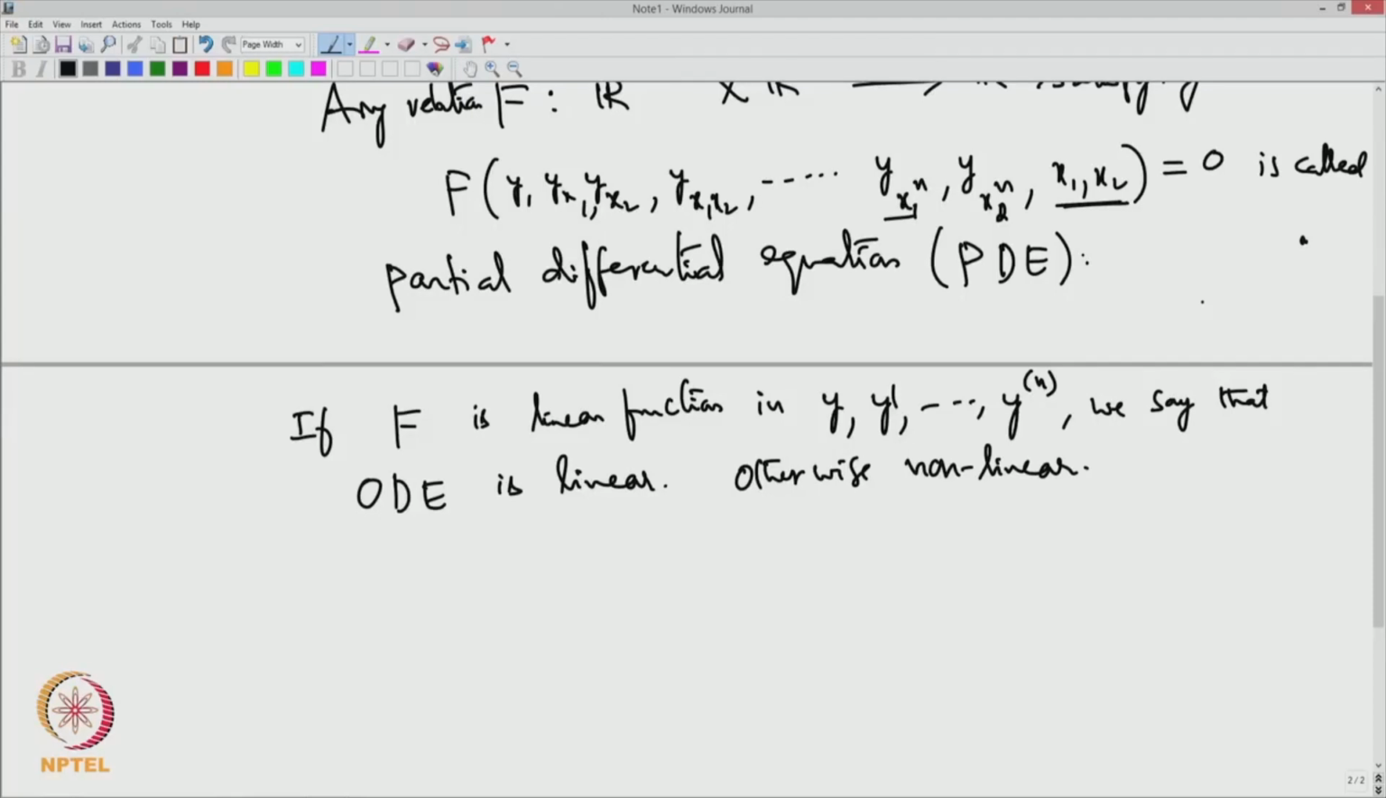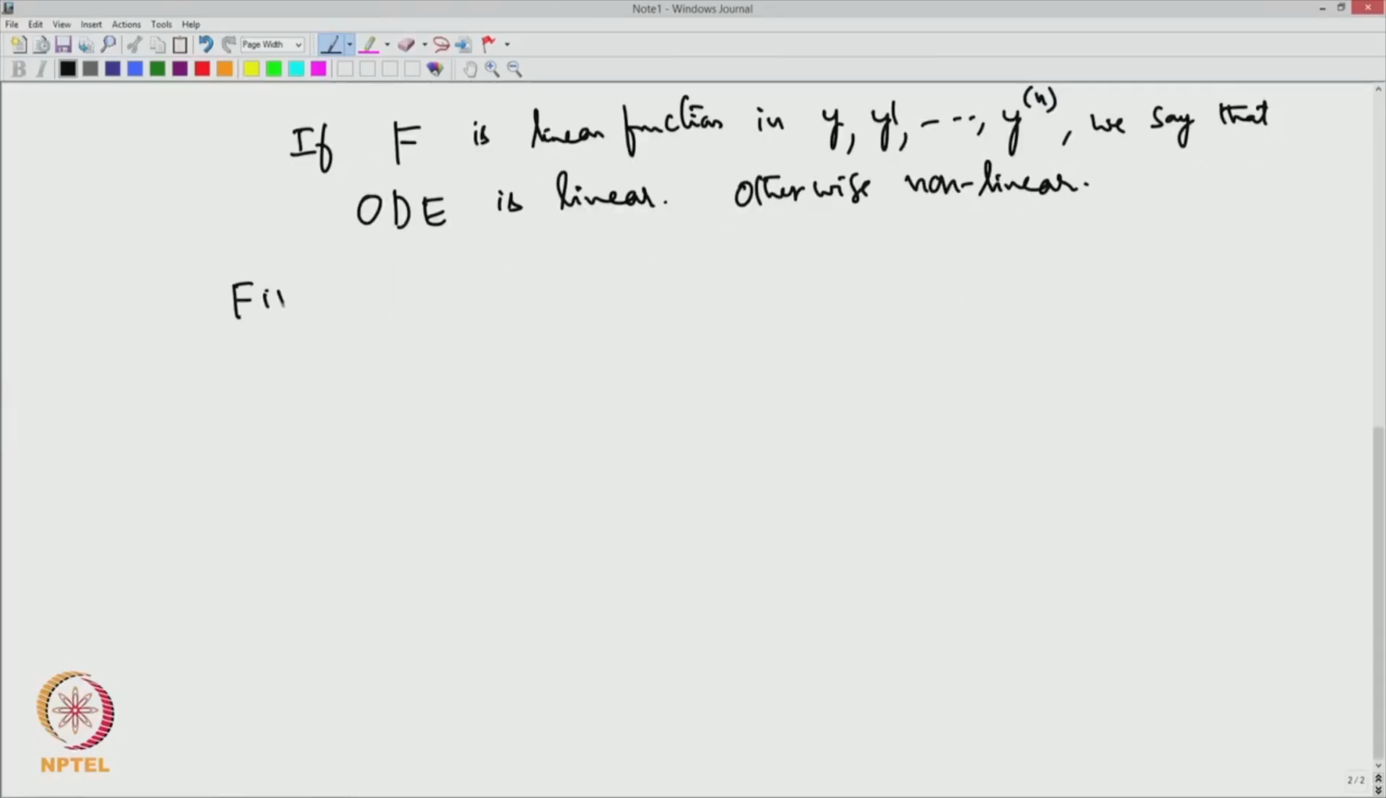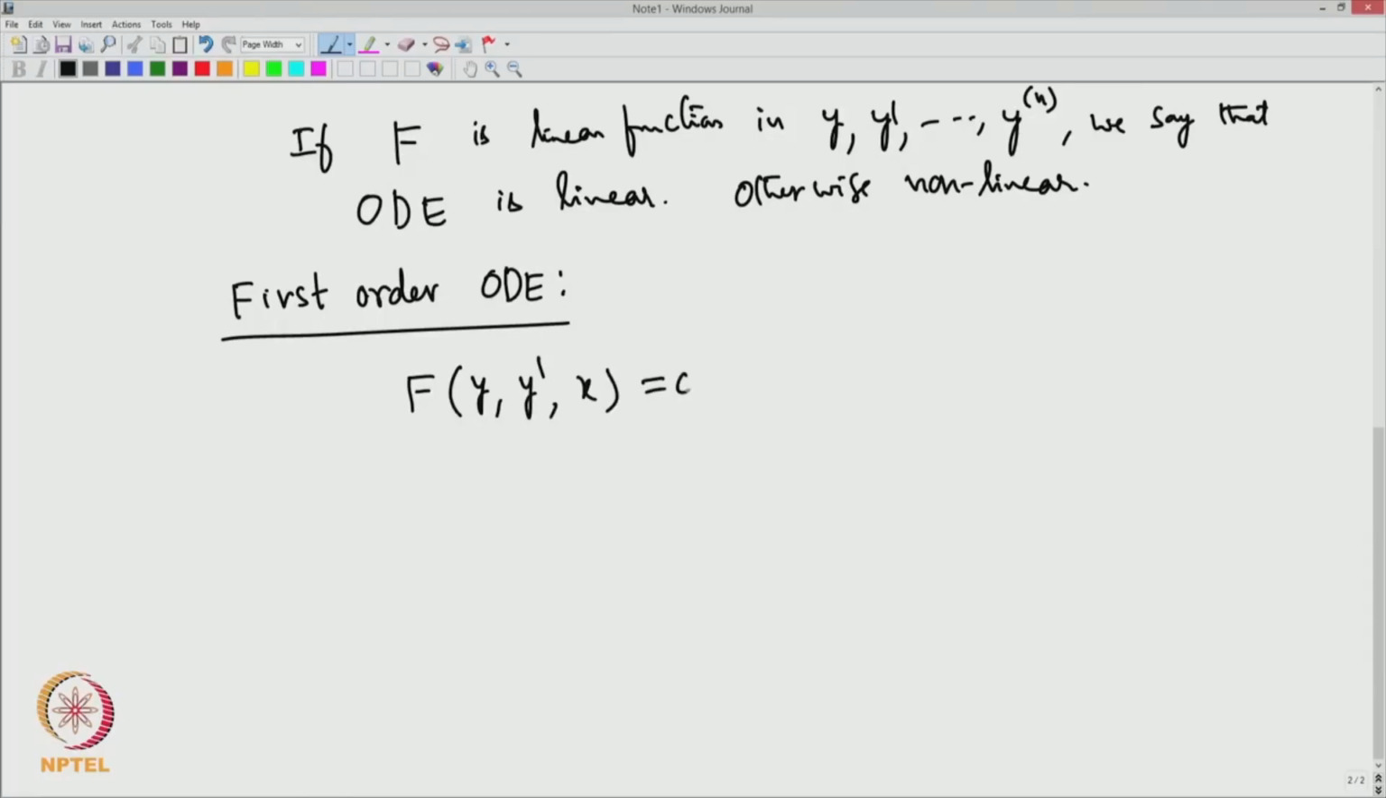So, in this course we start with the first order ODEs. For first order ODEs, we try to give you solution methods. How do we solve it? If you have f(x, y, y') = 0, where y is the dependent variable and x is the independent variable, this is the general first order ODE.